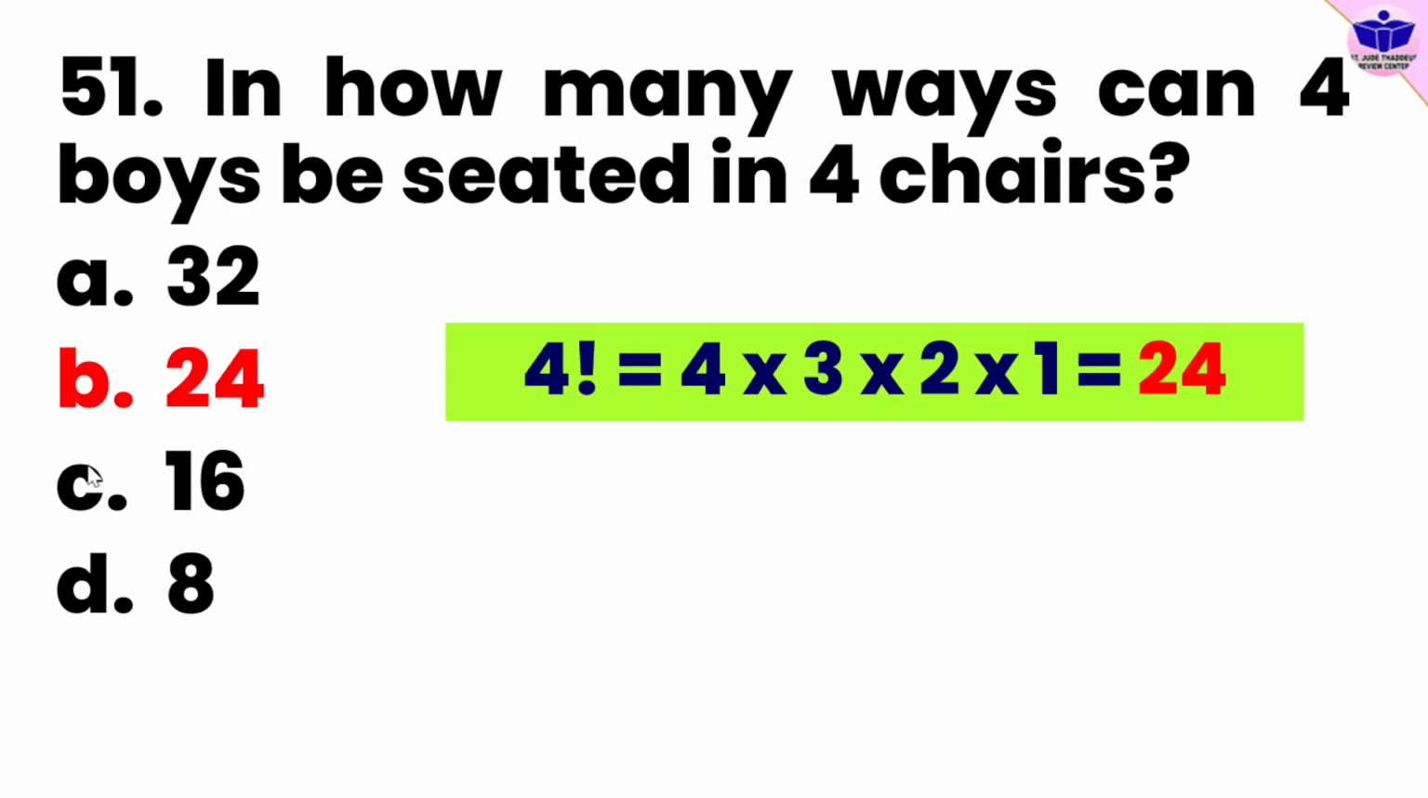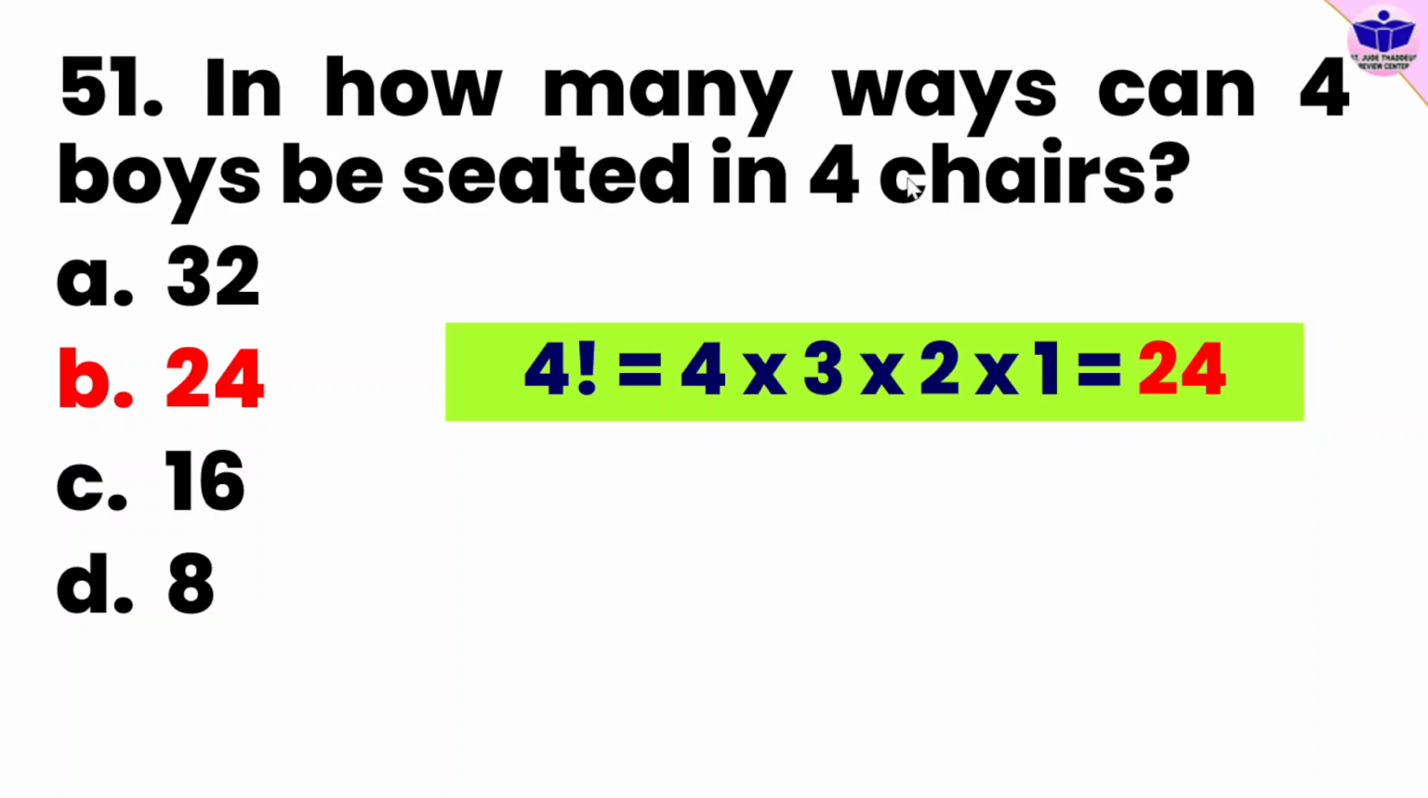So we can express this in terms of factorials. 4 factorial means we multiply 4 by the next consecutive lower numbers: 4 times 3 times 2 times 1. That's 24. Why is it like this? Because there are 4 chairs, and if there are 4 boys, the first chair can be occupied by any of the 4 boys. What if one of the boys is already seated?